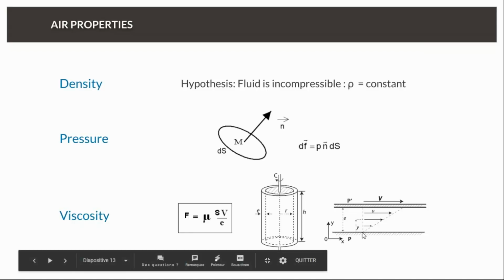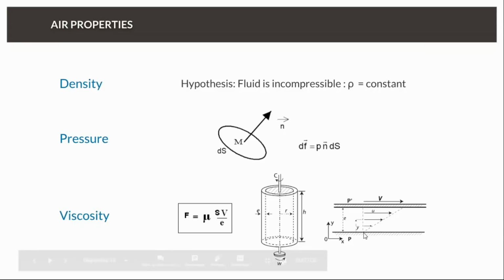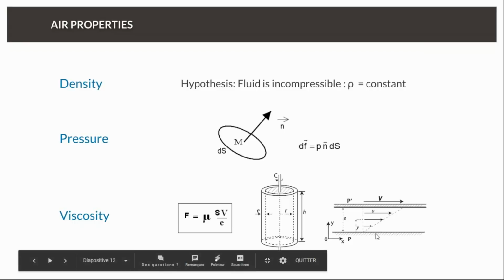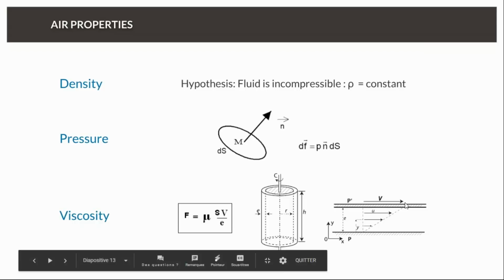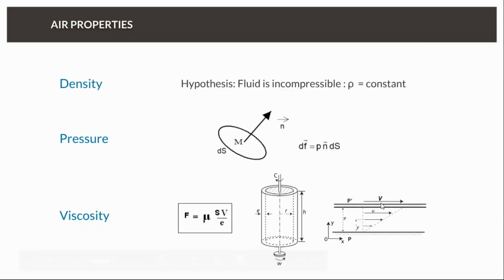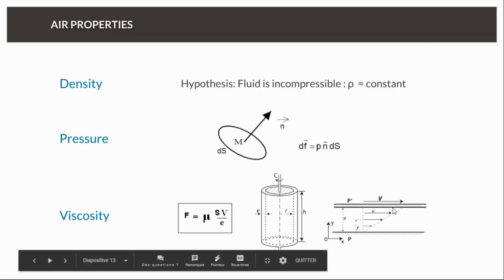and the condition of adherence at the wall imposes that on the bottom wall you get zero speed as contact condition. So the particles in contact with the wall will have the same speed as the wall, so speed 0, and the particles in contact with the wall moving at speed v will move at the same speed. And so the speed has to evolve between 0 and v, creating this velocity profile evolving from 0 to v.